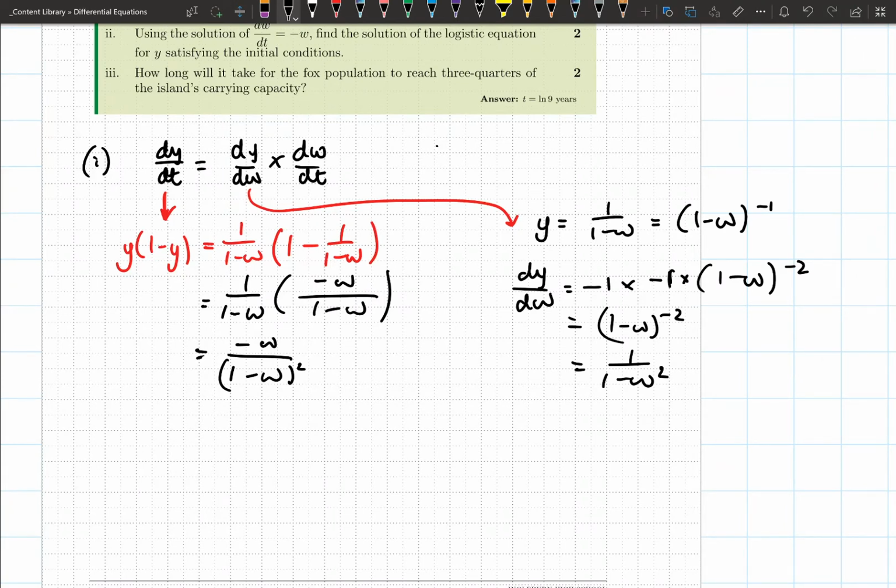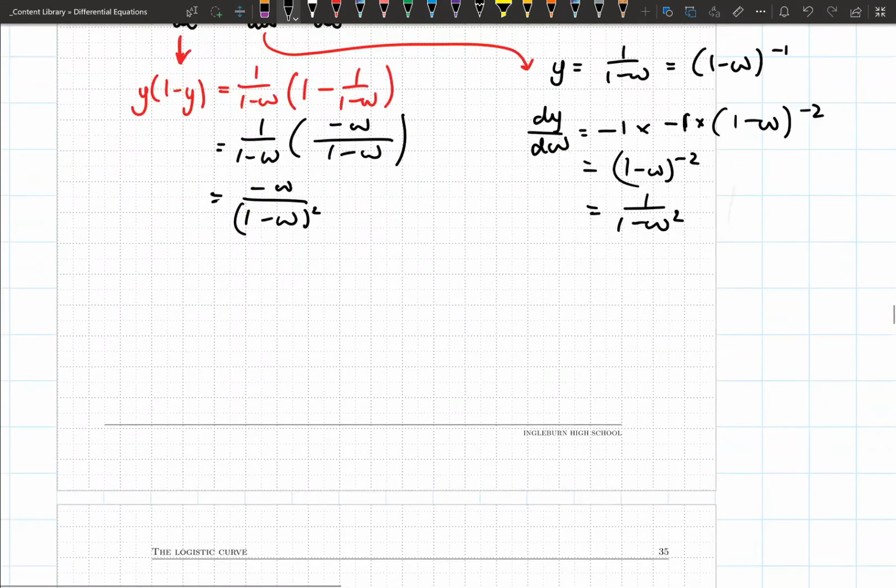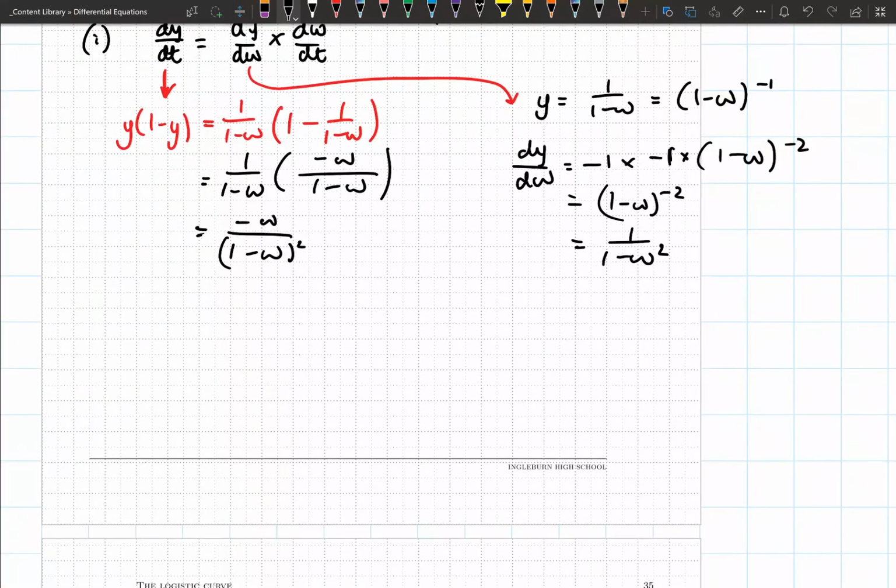What I can do now is substitute these two things back into the original equation. So the original equation becomes negative w over 1 minus w squared is equal to 1 over 1 minus w squared times dw on dt. You see that? Yes. And what can I do from here that will get me my answer? Start solving. How can I solve both sides? What can I firstly do? Move dw over dt to one side.